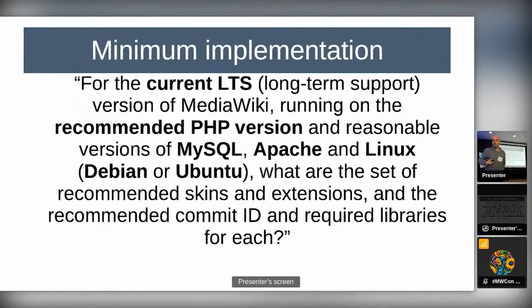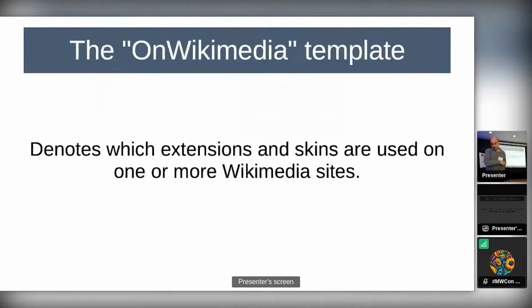But I feel like a minimum implementation would be something like if you have the current long-term support version of MediaWiki, which is right now 1.39, running on all the recommended PHP, MySQL, Apache, and we'll say Debian or Ubuntu versions, then what's the set of recommended skins and extensions? So there's nothing dynamic about this. This is a static list that would exist for every long-term support version of MediaWiki. And then their specific recommended commit ID and required libraries.